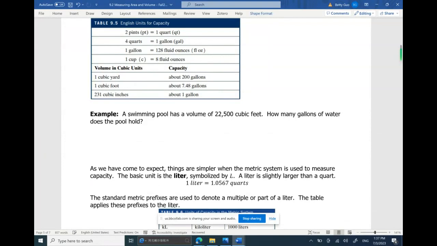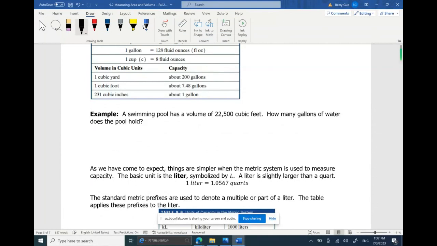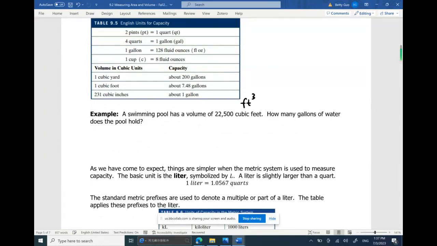You will see the unit for the measurement that measures volume or capacity normally has cubic feet, cubic meters, cubic miles. So we can write that as ft cubed, right? Cubic feet. How many gallons of water does the pool hold? Obviously, this is from cubic feet to gallons. Okay, capacity. Let's see the conversion equation that connects cubic feet and gallons right here.